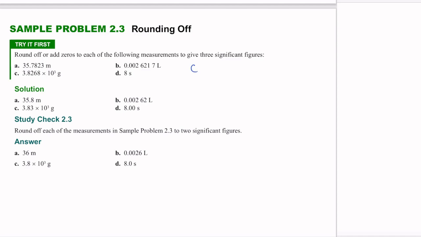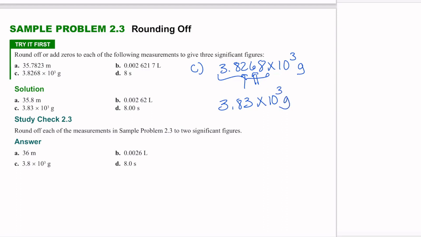The next number, C, is 3.8268 times 10 to the 3rd grams. All of these are non-zero digits, and therefore we need to identify the third significant figure, which would be the 2. It's in the hundredths place. We look to the right of it and we identify a 6. 6 is 5 or more, and so we're going to round the 2 up 1. So our final answer will be 3.83 times 10 to the third grams.